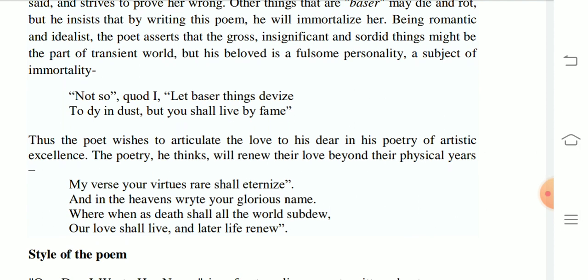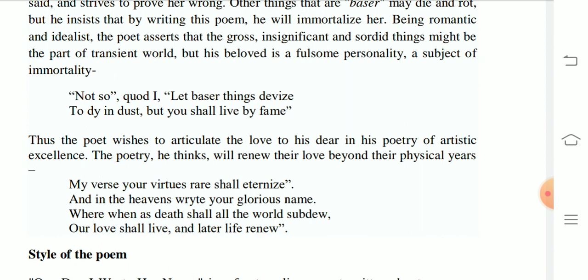Thus, the poet wishes to articulate his love for his dear in his poetry of artistic excellence. The poetry, he thinks, will renew her love beyond their physical years. He will immortalize her by writing about her in poems through the lines of the poetry. Then even life, even after death, in the empire of God will be renewed.